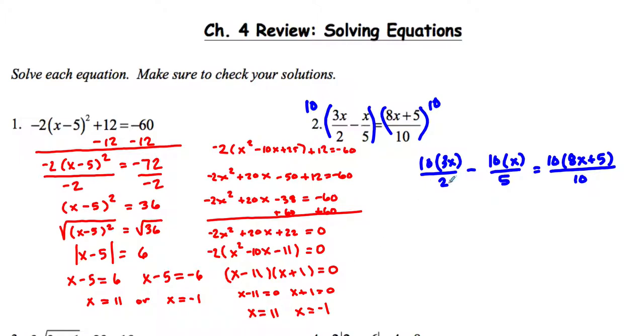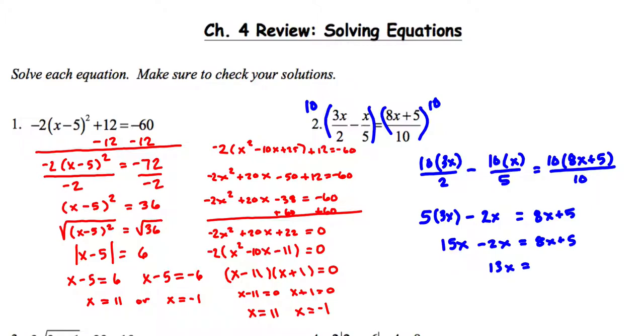denominators. So 10 divided by 2 is going to be 5, so we're left with 5 times 3x minus 10 divided by 5 is 2, so we have minus 2x, equals, and this 10 divided by 10 is going to give us 1, so we're left with just 8x plus 5. Now 5 times 3x is going to give us 15x minus 2x. Combine those, we've got 13x equals 8x plus 5.